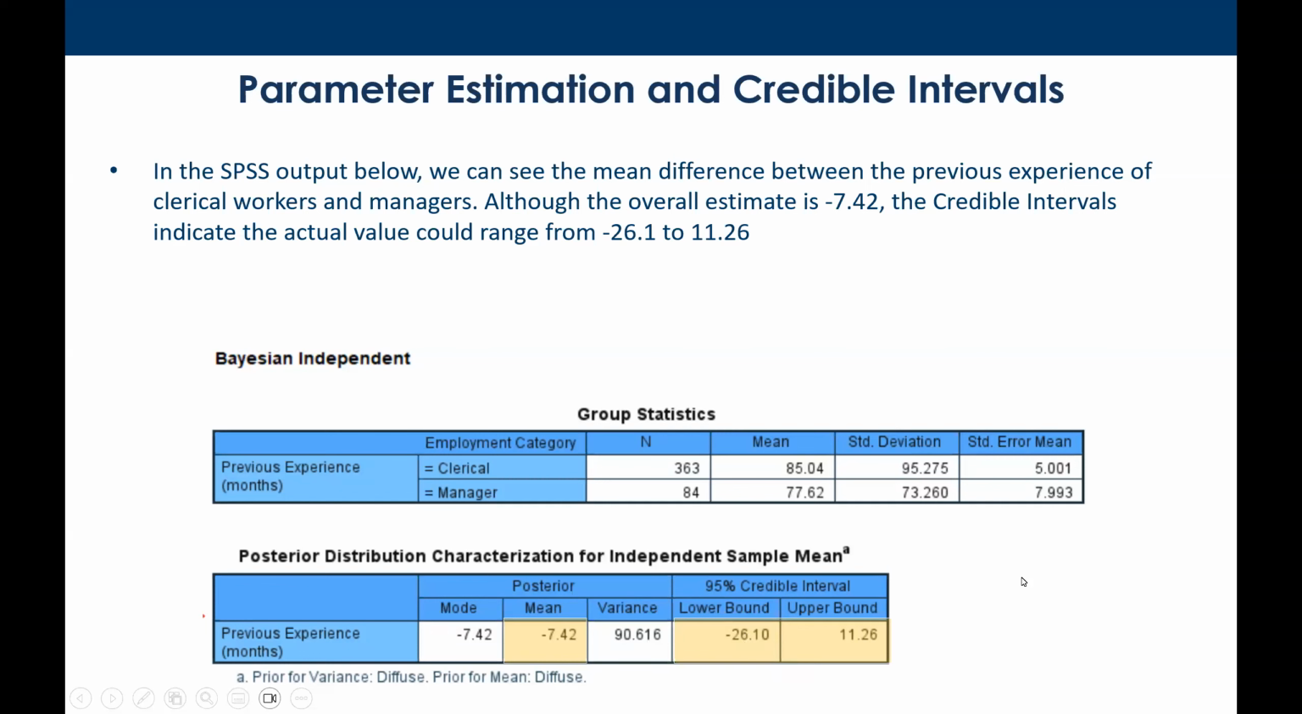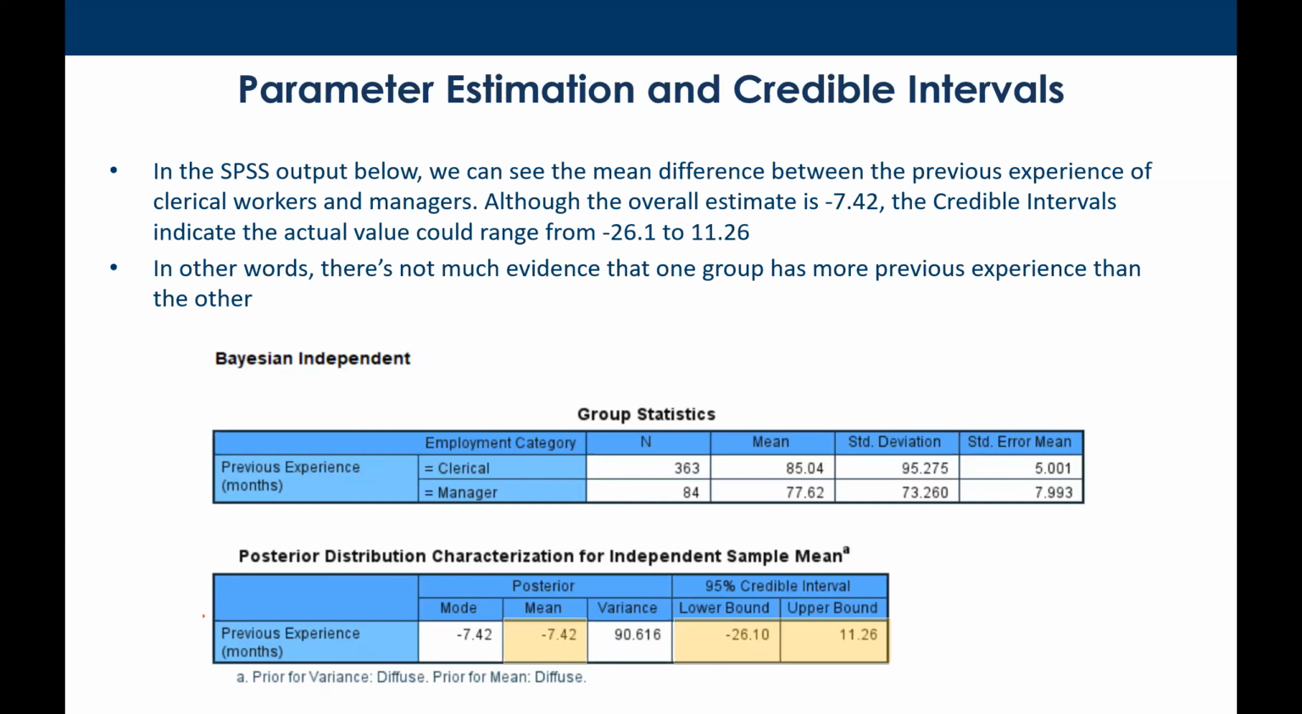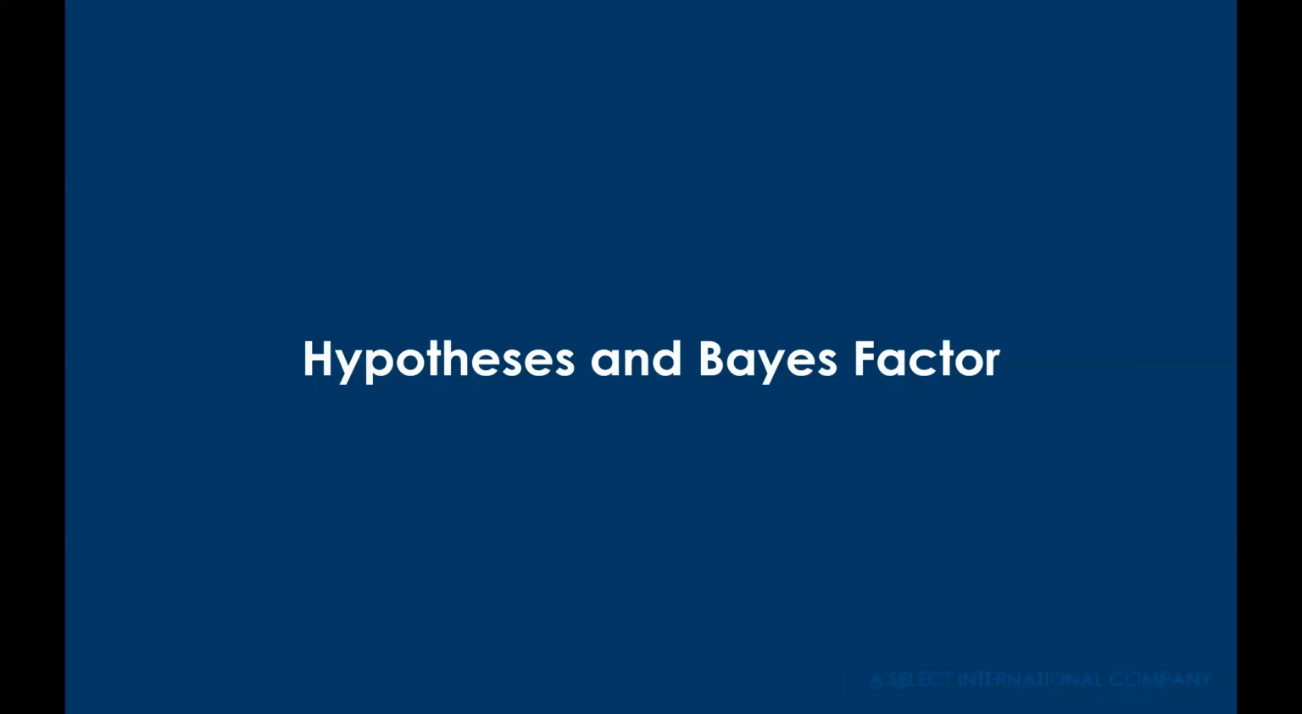That's the same as saying that we can't reject the null hypothesis, and we haven't found an effect in this. So that's one way in which we can do a statistical test, if you like, using Bayesian statistics, just by using the credible intervals and looking to see if the difference or the relationship we're observing goes from a minus number to a positive number and contains or encapsulates a zero within it. And if it does, then it means that the possible difference or the possible relationship, the possible correlation, if you like, could be as small as zero. In other words, there's not much evidence that one group has more previous experience than the other.